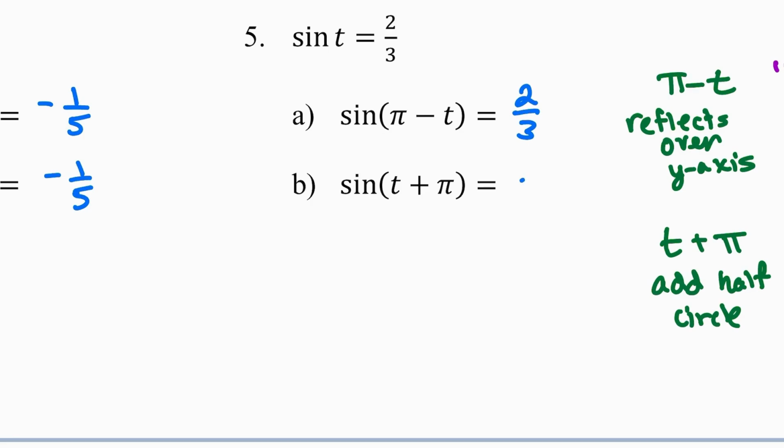Well, what about sine of t plus pi, where you're taking your angle and adding a half circle to it? So if we keep it basic and say with quadrant 1, adding a half circle moves it to quadrant 3, what happens with sine if it goes to quadrant 3? Well, it goes down. So it's negative 2/3. Might be a little confusing. Just practice it, understand the assignment, check your answers, ask questions, tutorials. But that's that.